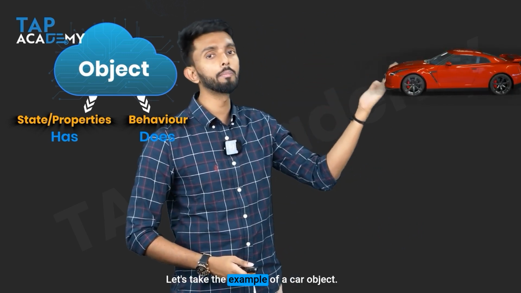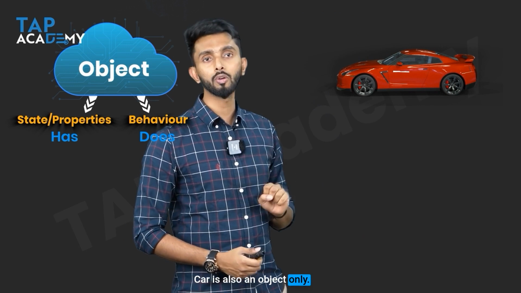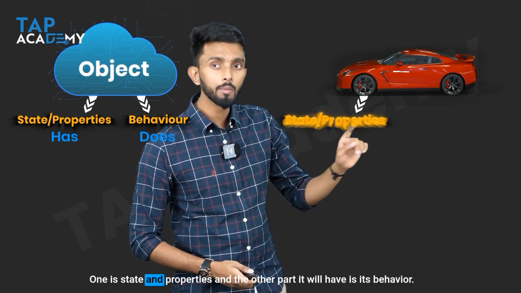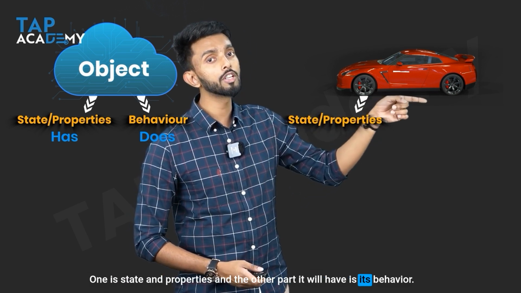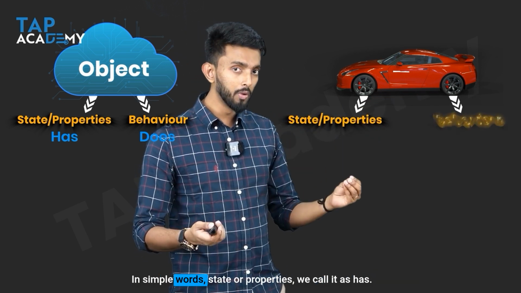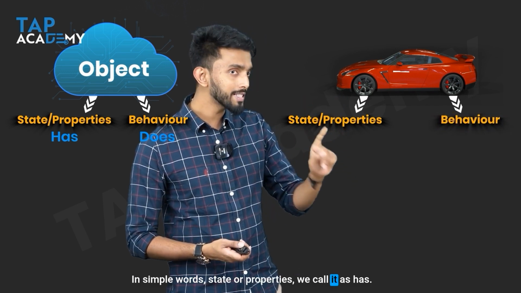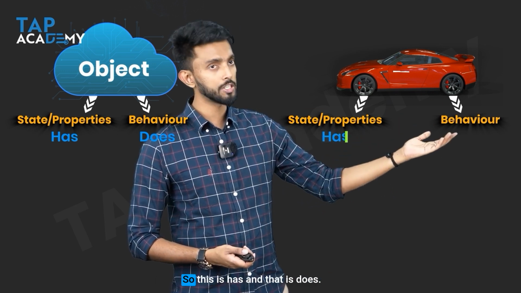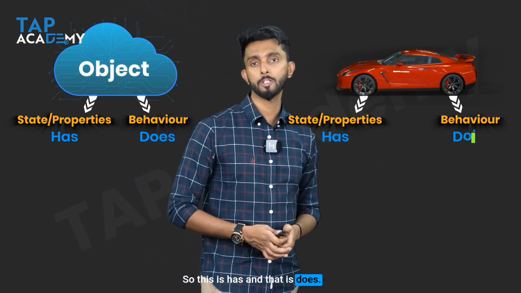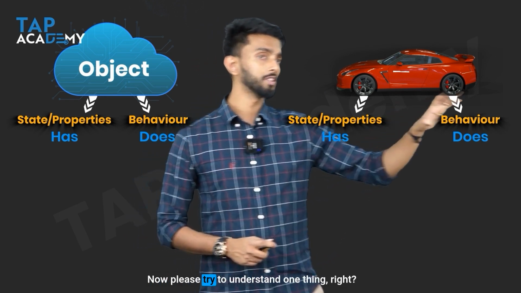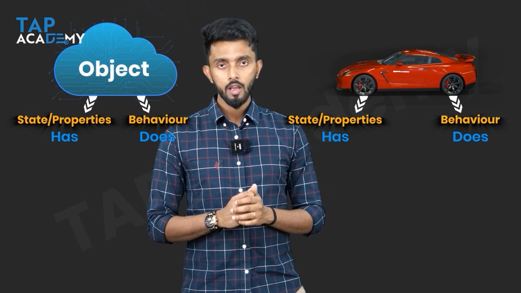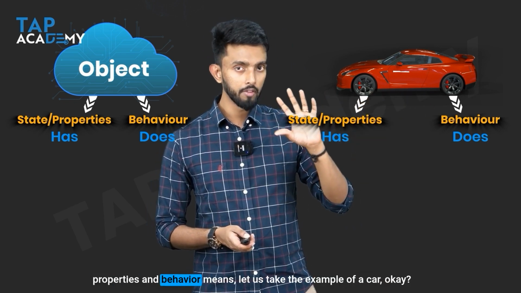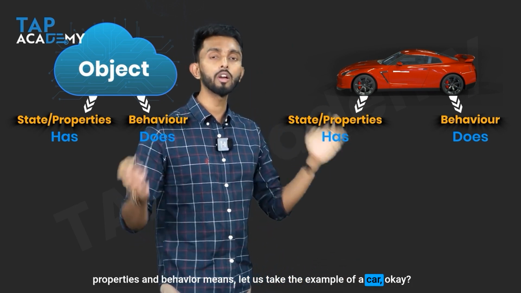Let's take the example of a car object. Car is also an object only. If it is an object, 100% it will also have two parts. One is state and properties, and the other part it will have is its behavior. In simple words, state or properties we call it as has, correct? In simple words we call behavior as does. So this is has and that is does. Clear till here? Now please try to understand one thing, right? If you want to understand what this has and does, or state and properties and behavior means, let us take the example of a car, okay?